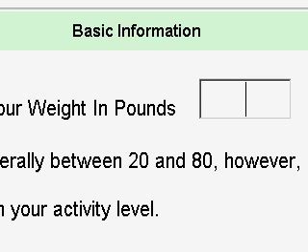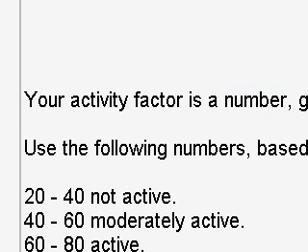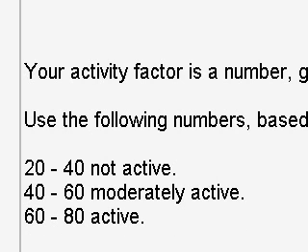First, it's going to ask you for your weight in pounds. So we're going to go with 190. The next thing here is it's going to ask for what's called an activity factor. This is a number between 20 and 80, generally speaking. However, it can be any number that you choose.